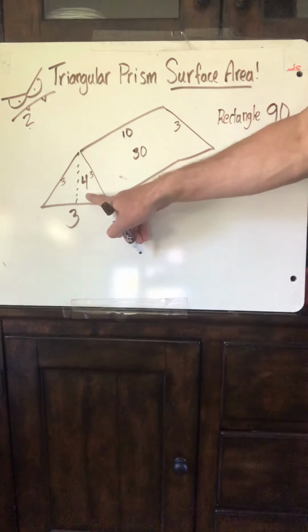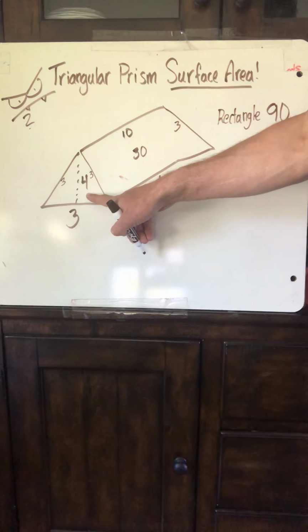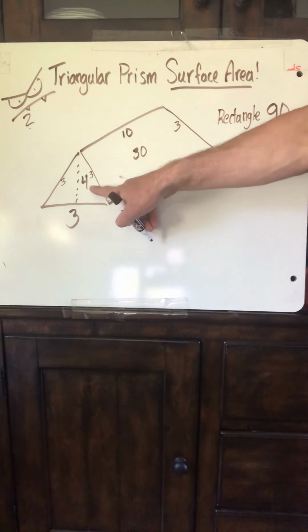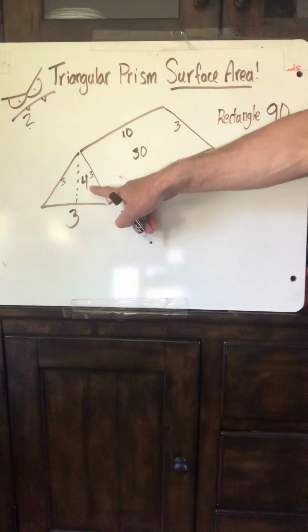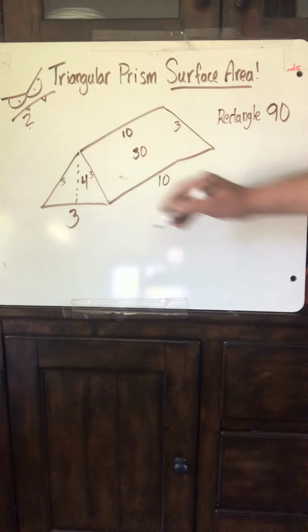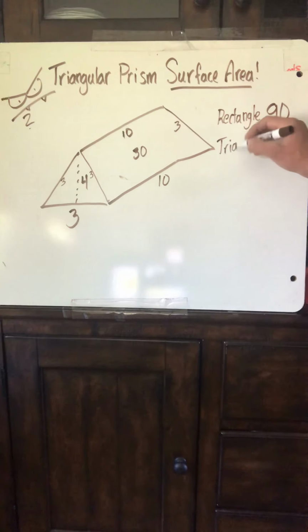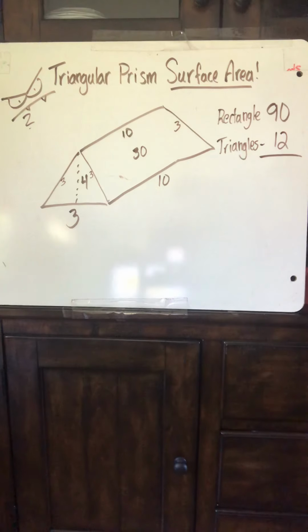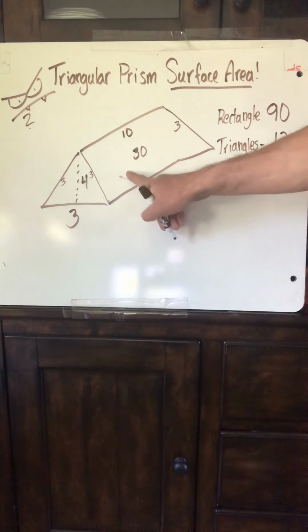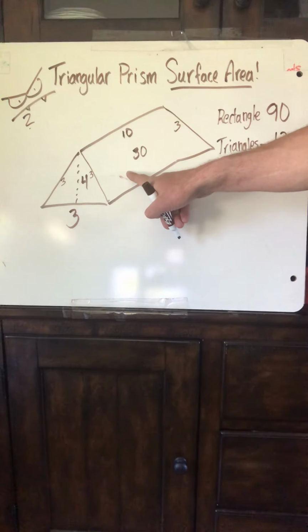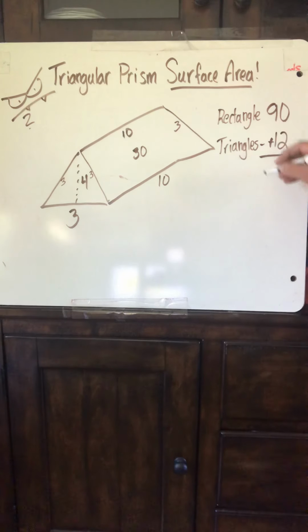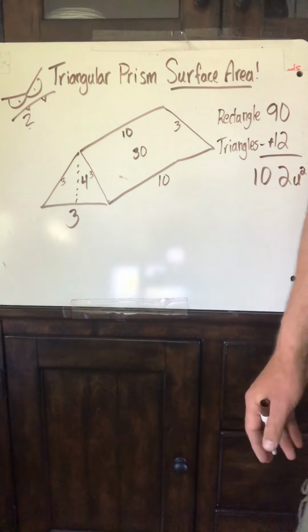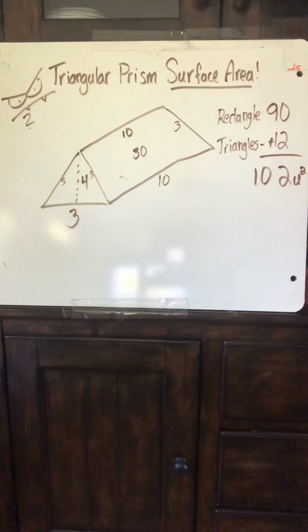So let's now find the area of the two triangles. 3 times 4 is 12. 12 divided by 2 is 6. But there's 2 of them. 6 times 2 is 12. So the surface area of this triangular prism is 90 plus 12, which is 102 square units. Now they're going to give you some scary decimals.